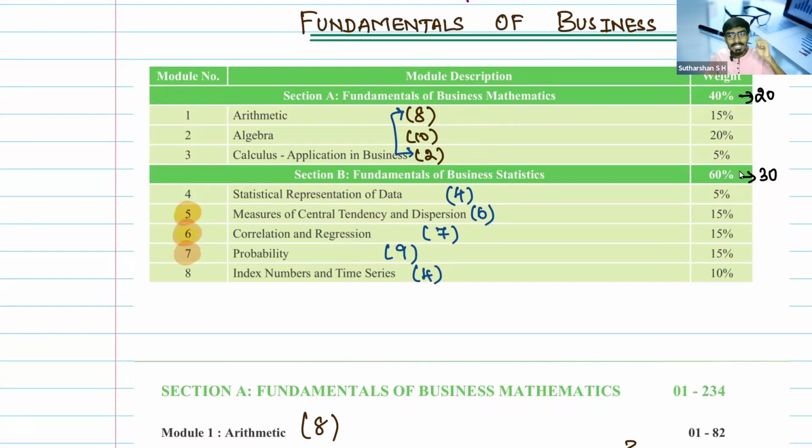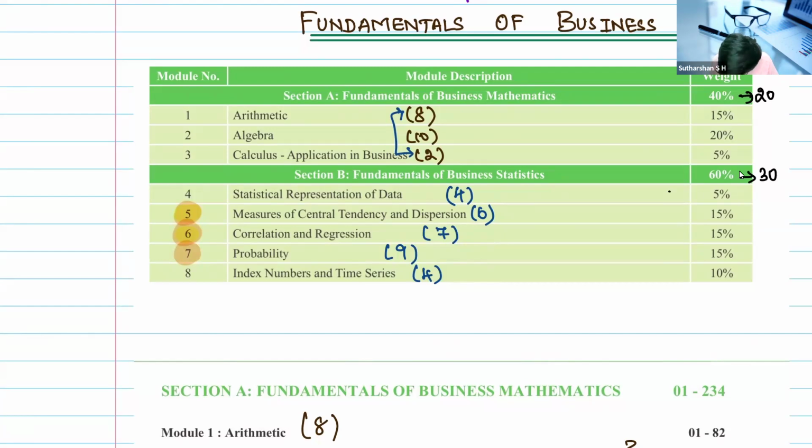As far as statistics is concerned, statistical representation of data, they have tested you 4 questions. Measures of central tendency, 6 questions. Correlation, 7 questions. Probability, 9 questions. Index number, 4 questions. But what actually should be done?